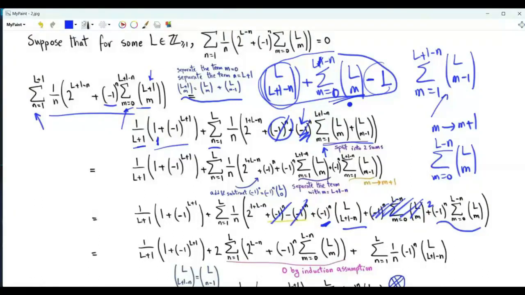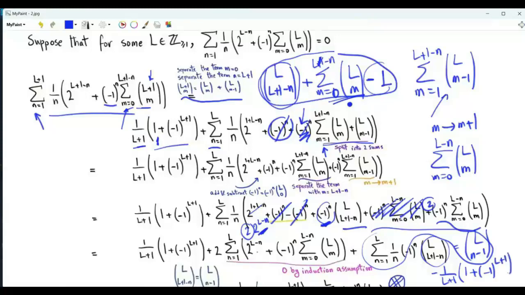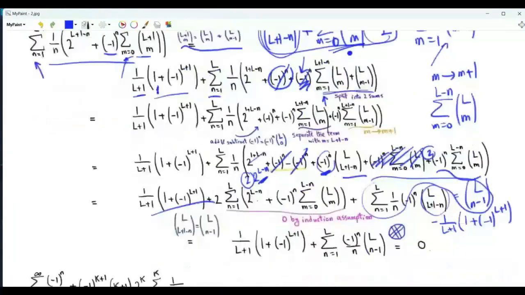We can also write this 2^(1+L-n) as 2 times 2^(L-n). Take this 2 and that 2 outside. We have a sum n from 1 to L, 2^(L-n) plus (-1)^n times the sum m from 0 to L minus n, L choose m. And this summation is 0 by the induction assumption. What is left is summation n from 1 to L, 1 over n, (-1)^n, L choose L plus 1 minus n, which is equal to L choose n minus 1. This sum, by our previous result, is minus 1 over L plus 1, (1 + (-1)^(L+1)). Together with this term, we get 0.